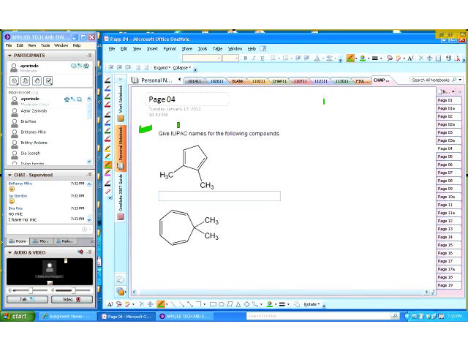Give IUPAC names for the following compounds. This should be a very simple question. This is what we did last semester. To give the IUPAC name for this, what will be the parent name? What will be the base name for this molecule? Keep in mind now, this is cyclopen. How many double bonds do you have here?